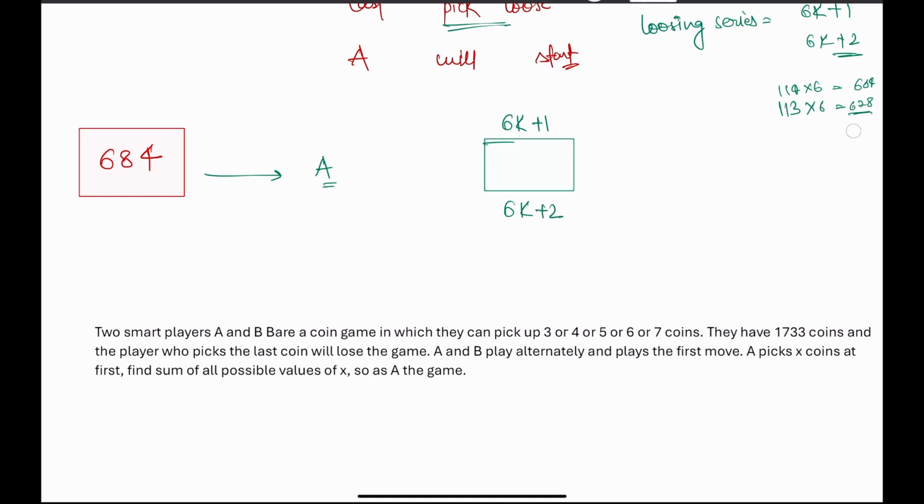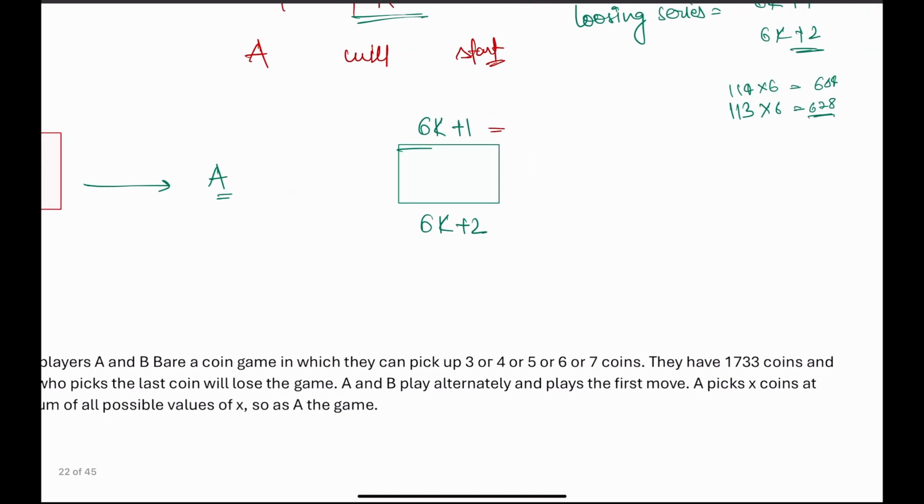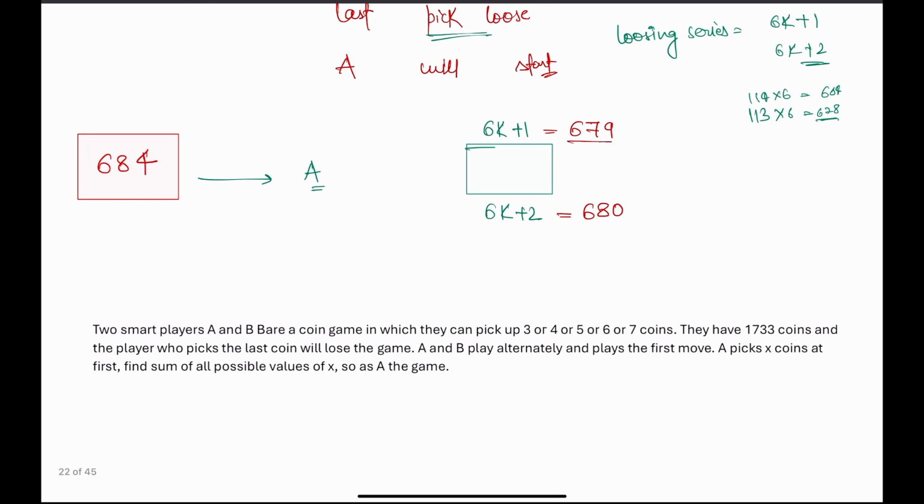678 is 113. Okay, so corresponding to this value, the losing series is what? 679. Here the losing series will be 680. So how much can A pick? If A wants to bring B to 679, how much should he pick?